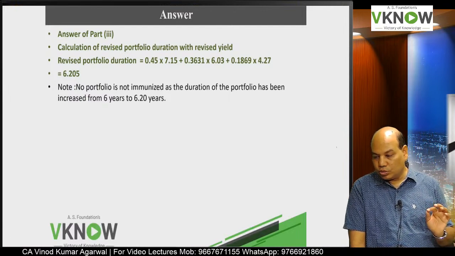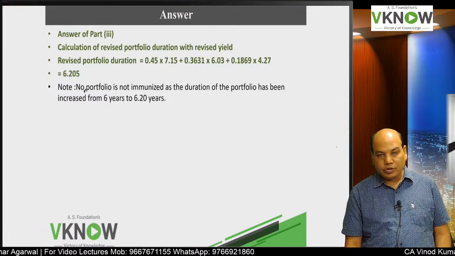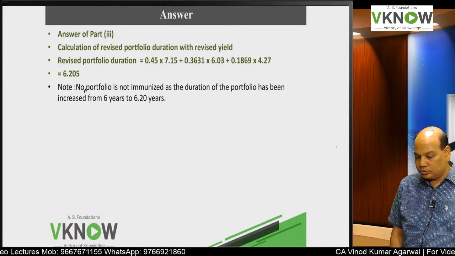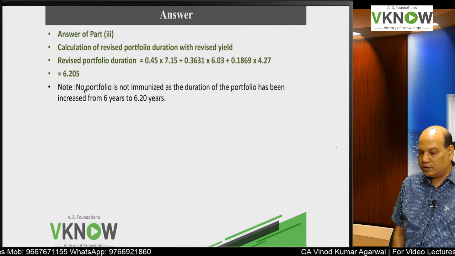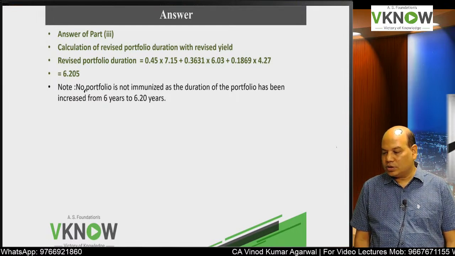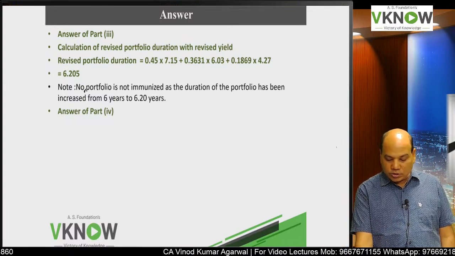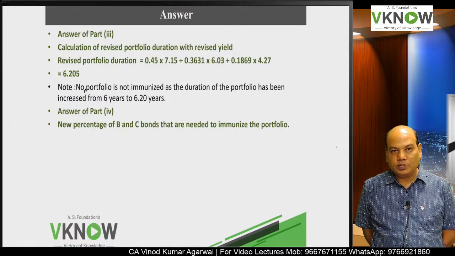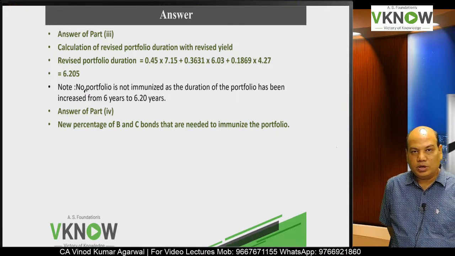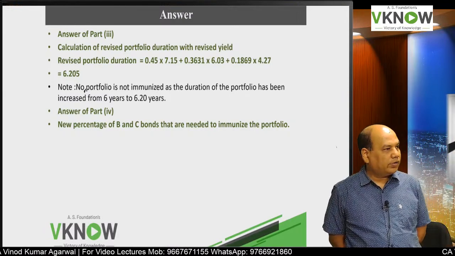First write a note: No, portfolio is not immunized, as the duration of the portfolio has increased from 6 years to 6.2 years. Then write down, you have to again compute the revised weights. Answer of part 4: again we have to repeat the same equation. New percentage of bond B and bond C that are needed to immunize the portfolio.